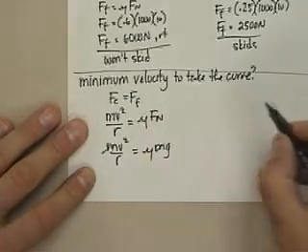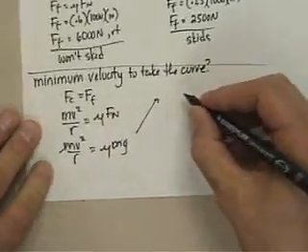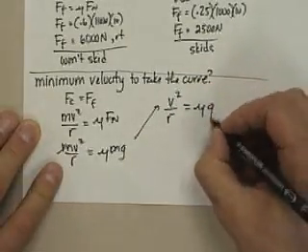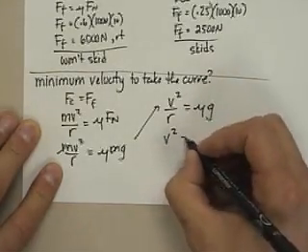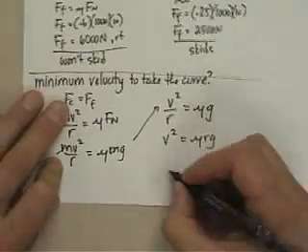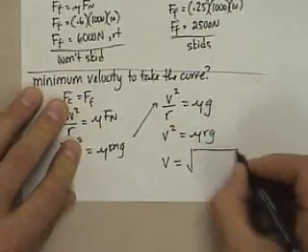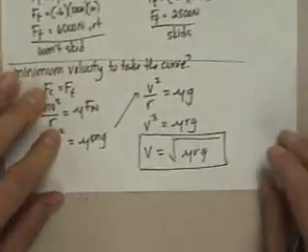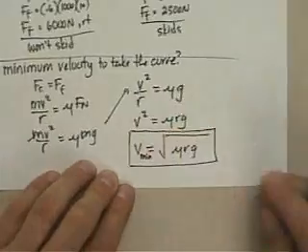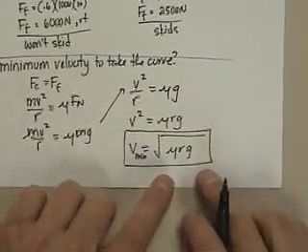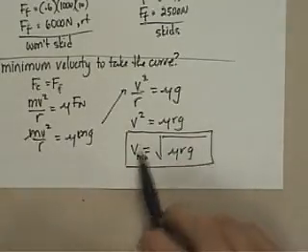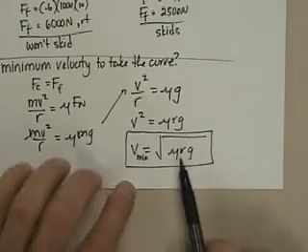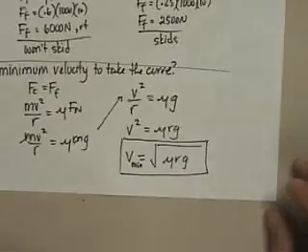This mass cancels out that mass, so that's going to leave me up here with v squared over r equals mu times gravity. Cross multiply, v squared equals mu rg. So v equals the square root of mu rg. There. That's your minimum velocity to go around a flat curve before you start to spin. And you'll notice that that's the same critical velocity for a vertical circle, but you don't have any coefficient of friction. So exactly the same formula with just a little extra mu value in there.